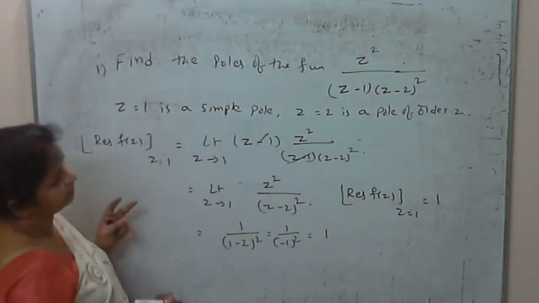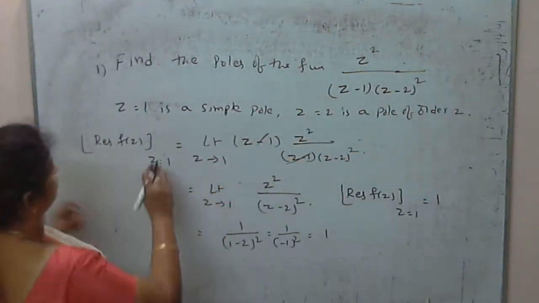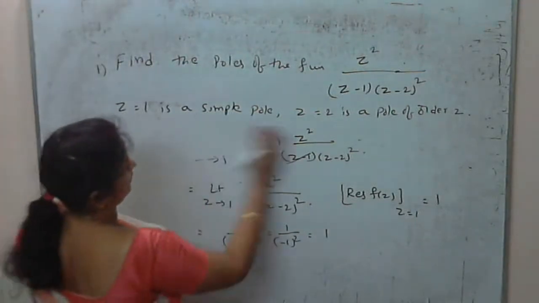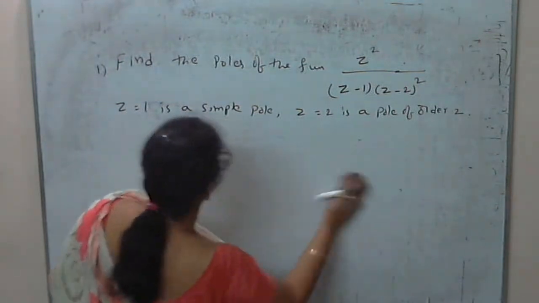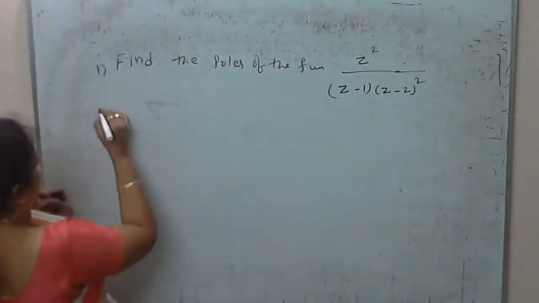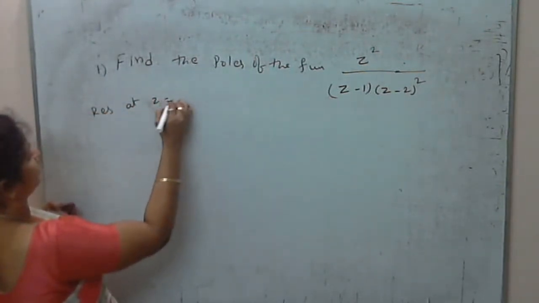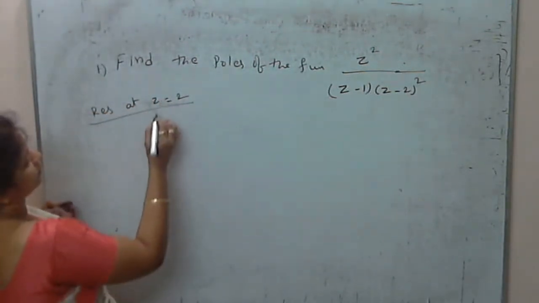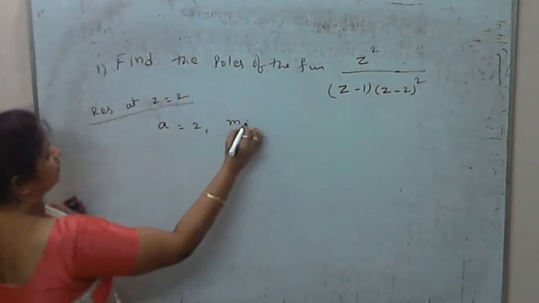Next we have to find the residue of f of z at z equal to 2. Residue at z equal to 2. Now a equal to 2, m equal to 2.